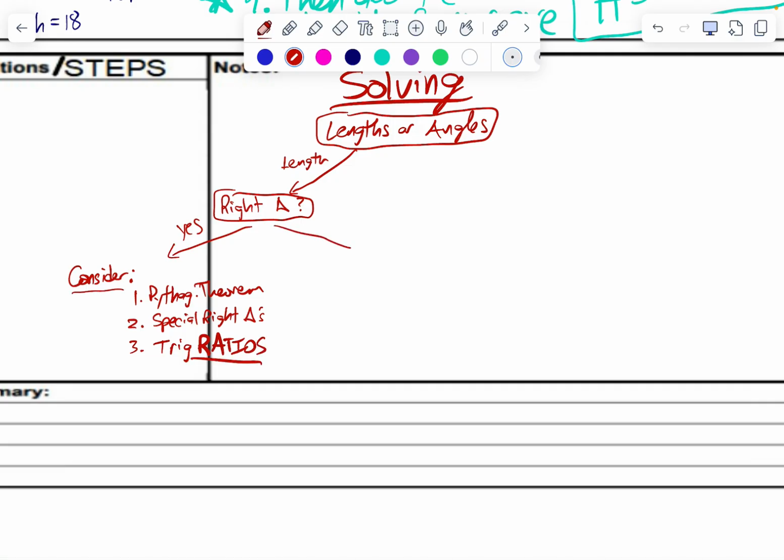Okay, if it is not a right triangle, we don't have that many options, right? If it's not a right triangle for lengths, what are we using?